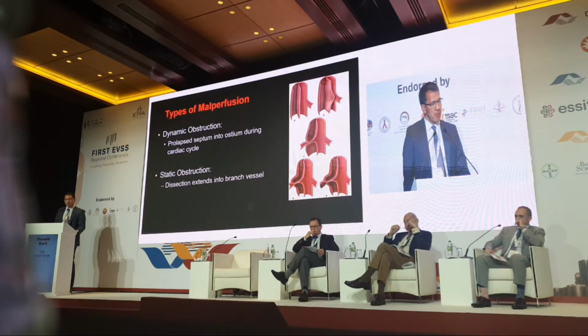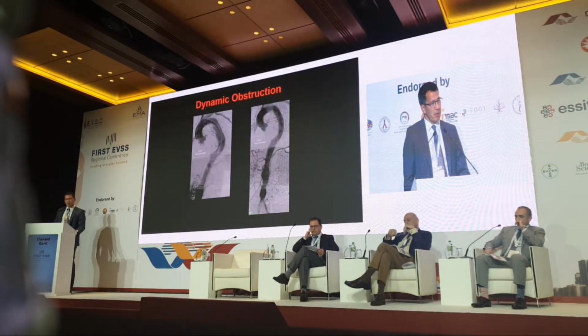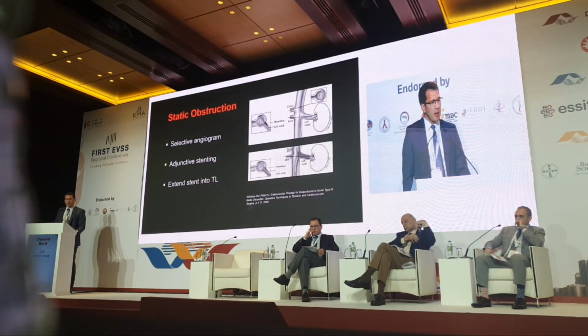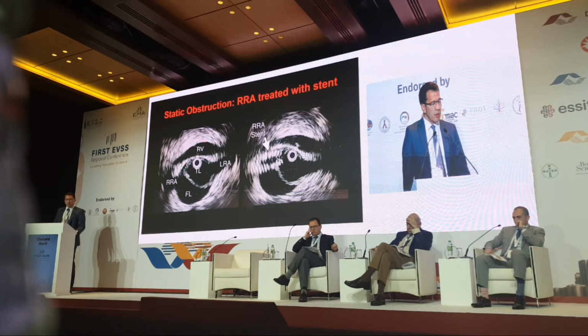In terms of malperfusion, there's dynamic and static. I won't spend time on this. Dynamic is typically alleviated with the placement of a T-bar. Static, more often, as you've seen from others, requires selective angiography and adjunctive stenting into the true lumen. Just an example of IVUS utilized to cross over and treat a right renal.